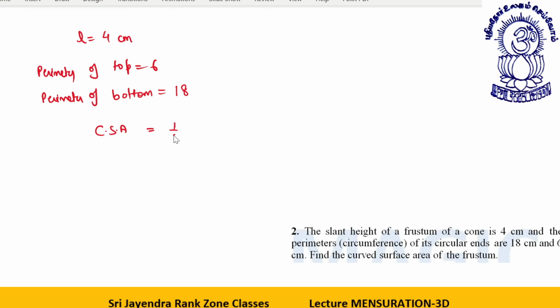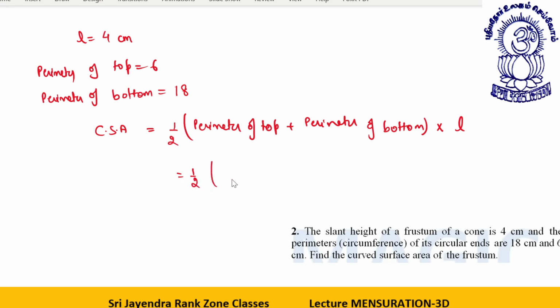What is the curved surface area? Curved surface area is half into perimeter of top plus perimeter of bottom into slant height. This gives you half into 6 plus 18 into the slant height, which is 4. That is 6 plus 18 into 2, 24 into 2, or 48 cm square. This is your answer. Okay.